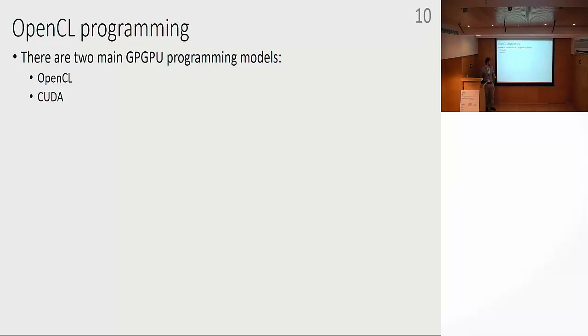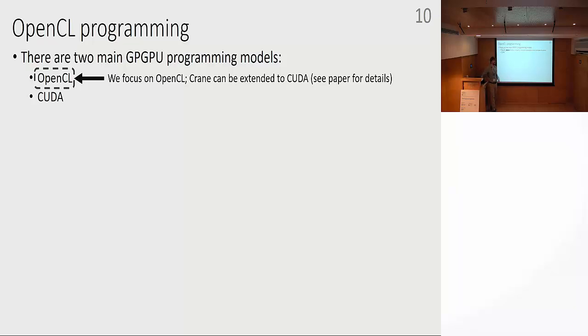So there's two main programming models for GPU programming, OpenCL and CUDA. We chose to focus on OpenCL. However, in the paper, we talk about how we can extend Crane to support CUDA. So that's not an inherent limitation.